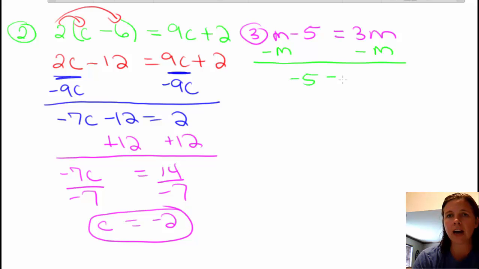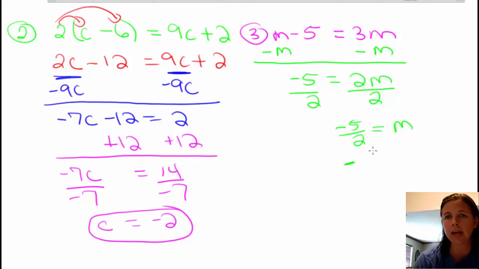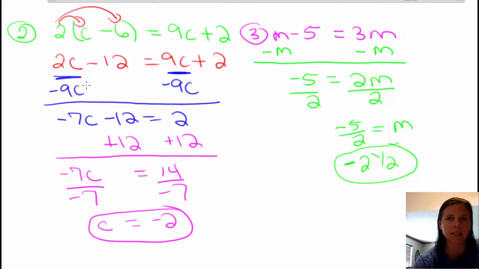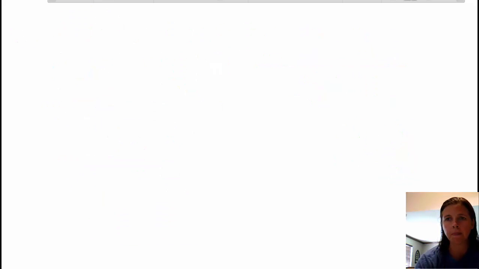So we have negative 5 equals 2m. Divide by 2. It's okay that that's a fraction. M equals negative 5/2. I don't know if they want it to stay that way, or this could become negative 2.5. Either one, unless it tells you specifically. I don't care at this point. Okay.